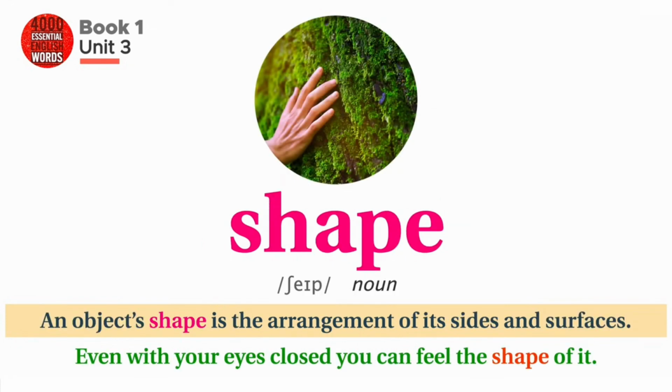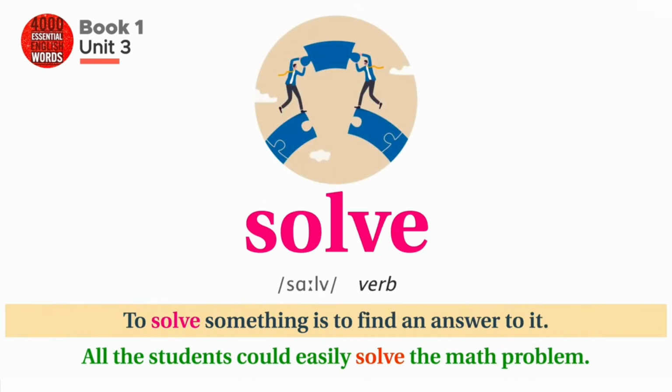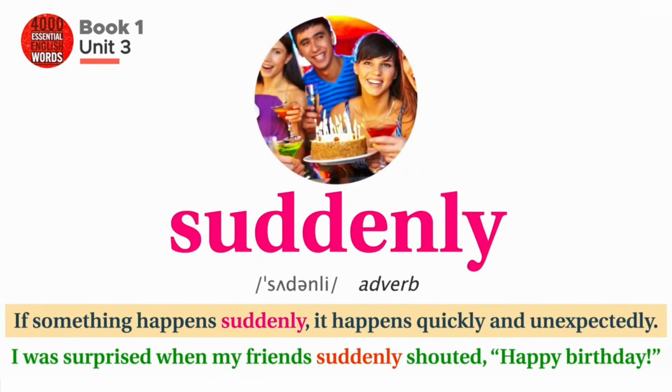Shape. An object's shape is the arrangement of its sides and surfaces. Even with your eyes closed, you can feel the shape of it. Solve. To solve something is to find an answer to it. All the students could easily solve the math problem. Suddenly. If something happens suddenly, it happens quickly and unexpectedly. I was surprised when my friend suddenly shouted, "Happy birthday!"